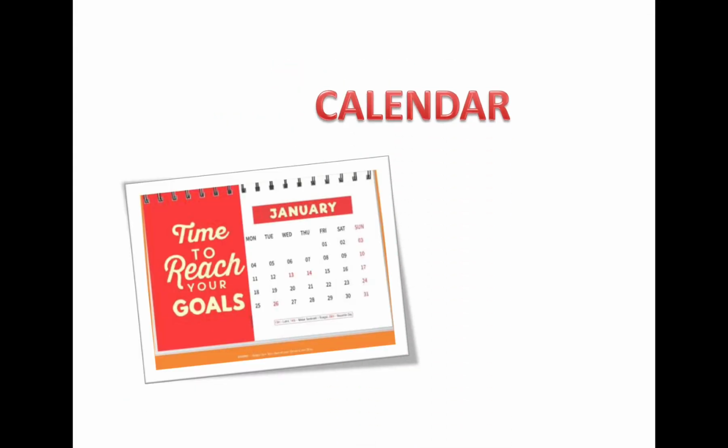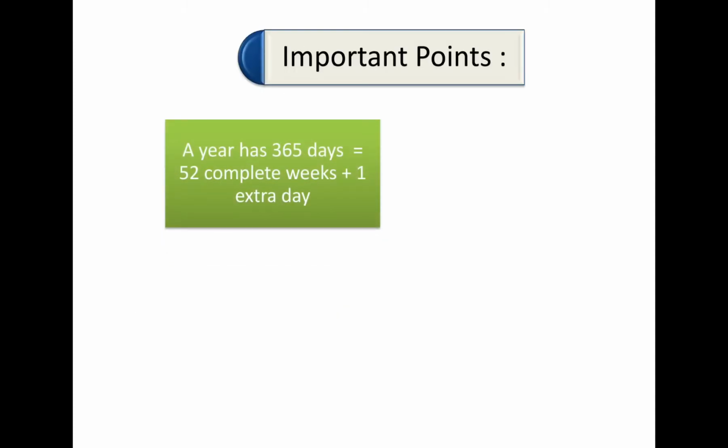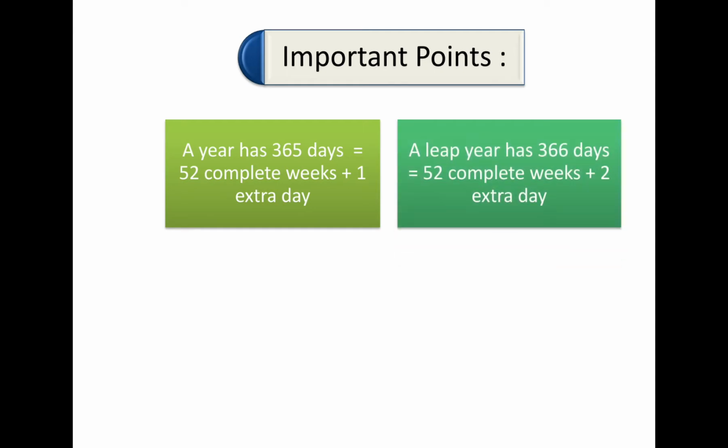In this video, we'll see some trick methods to solve calendar problems which are asked in various competitive examinations. We all know that a year has 365 days. So these 365 days we can write as 52 complete weeks plus one extra day, that is one odd day. So a leap year similarly will have two odd days.